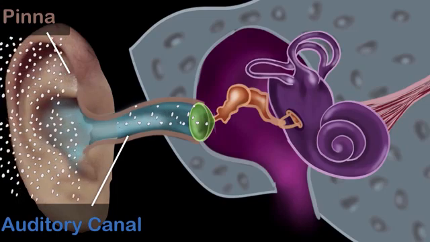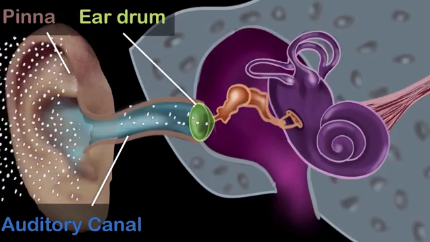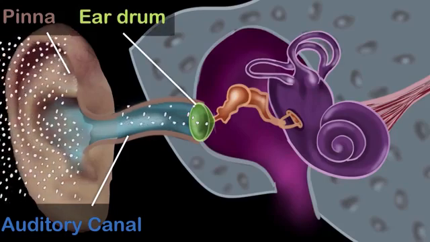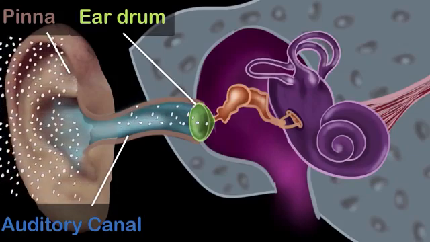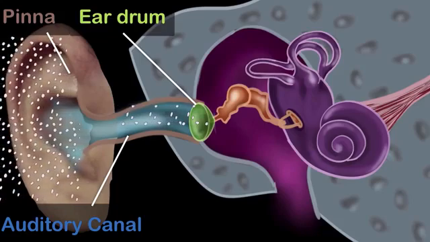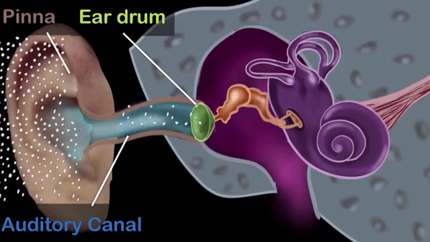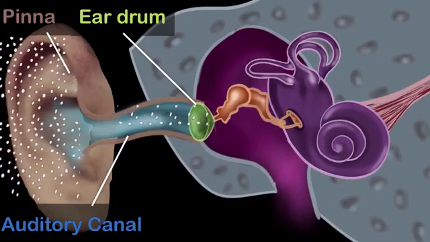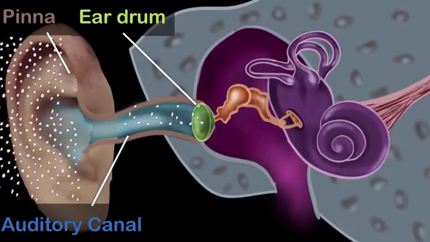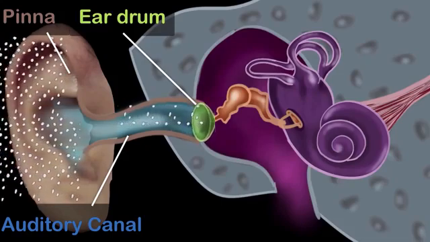The sound waves pass through the auditory canal and eventually meet the eardrum, which is shown in green over here. The eardrum is a transparent membrane which is super sensitive to the vibrations of the air. So as the air vibrates, even the eardrum starts vibrating, just like the skin of a drum. And as you can see, the eardrum also separates the outer ear from the middle ear. This brings us to the middle ear.